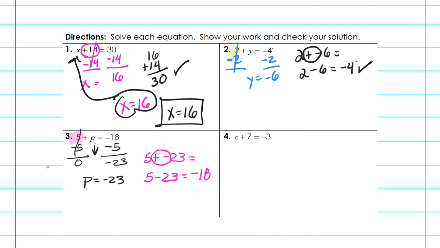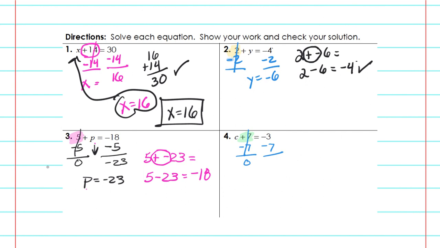Last but not least, looking at number 4, C plus 7 equals negative 3. So what is C going to be? Well, I have plus 7, and if I want to get C alone on that side, I have to remove plus 7. The inverse operation of addition is subtraction. So I'm going to subtract 7 from both sides. Plus 7 minus 7, this is going to 0 out.